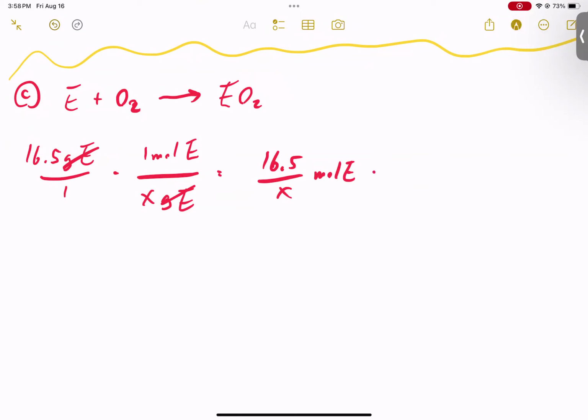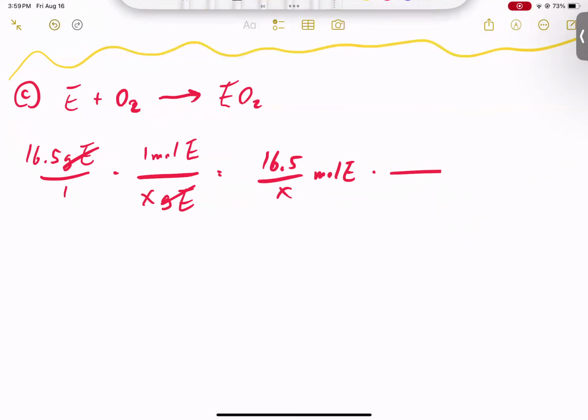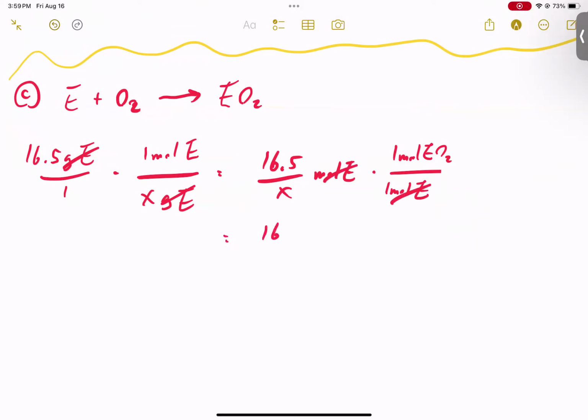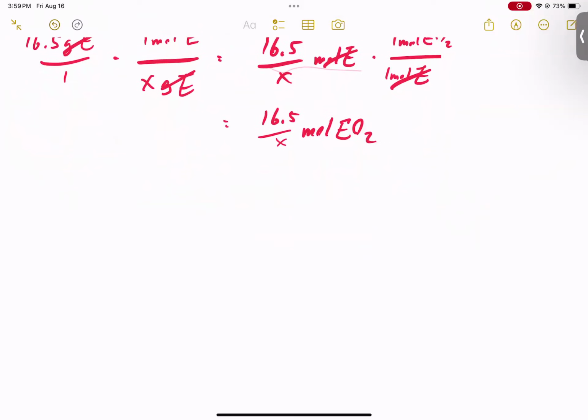Well, let's figure out the amount of moles of EO2 we get. So 1 mole of EO2 per 1 mole of E, and the moles of E cancel out. Now I'm left with 16.5 over X moles of EO2. All right. Now let's figure out the amount of grams of EO2 we got. Well, we already know, but we can set up an equation to figure it out.